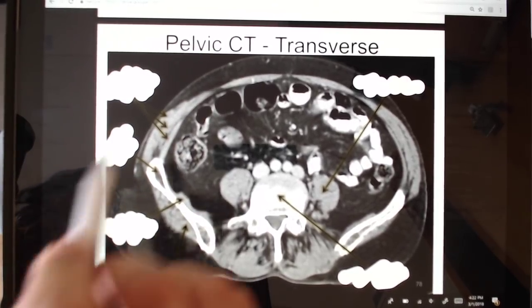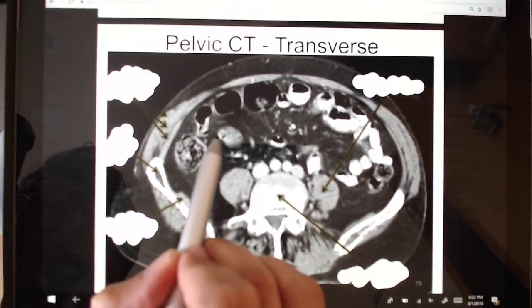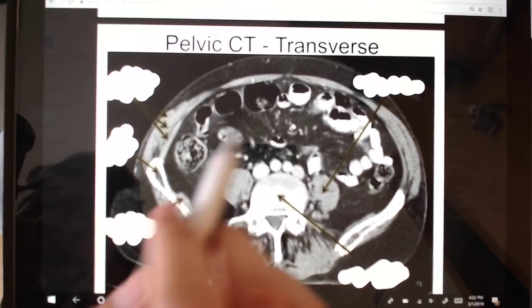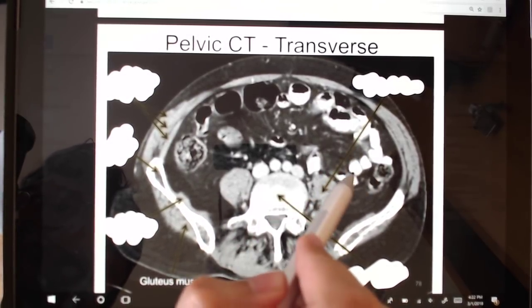Basically what you're seeing over here is going to be the right side of your patient, right? Because this would be where their right leg is if you're staring up their butthole, and then this is where their left leg is. So this is going to be the left side of their body.